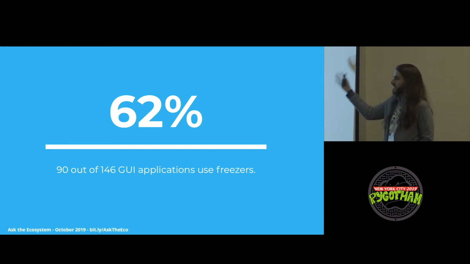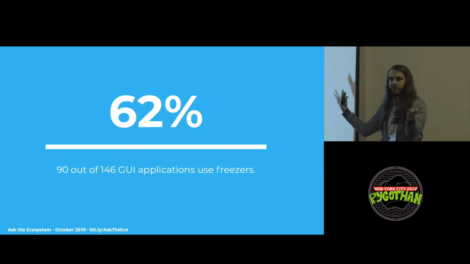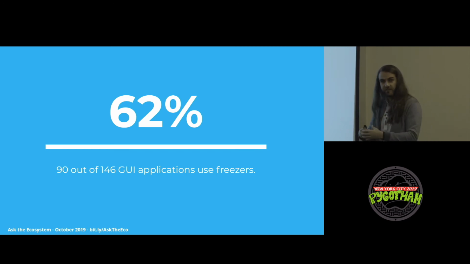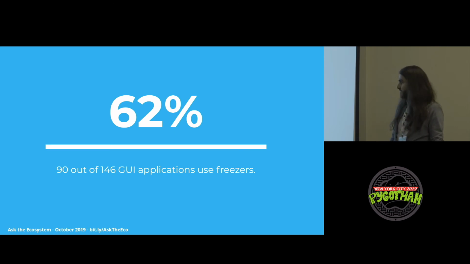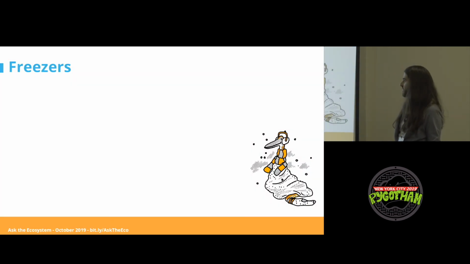And this is to say 62% of them use a technology called a freezer. And I know it's a little chilly in here, but a freezer is basically something that takes Python and your Python code, sticks it together into an exe or an app or something like that, which makes it very, very valuable for shipping code to people's laptops. And 90 out of 146 applications that use GUIs also use freezers to do so.